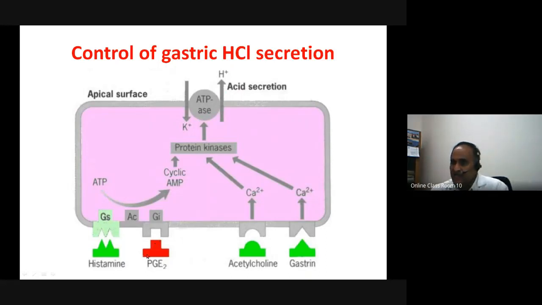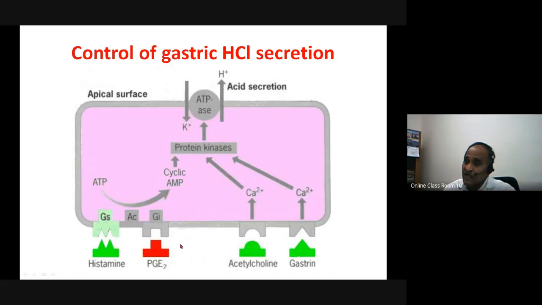If you are looking at the prostaglandin here, prostaglandin activates the Gi of the G protein. And this Gi inhibits the cyclic AMP production, and if the cyclic AMP production is inhibited, that prevents the acid secretion. So what happens in the case of aspirin? Aspirin is a prostaglandin synthase inhibitor, and this aspirin stops this. If there is no inhibition, that would increase the acid secretion, so that may produce an ulcer, irritation, or gastritis, all those things. This is how aspirin is related.